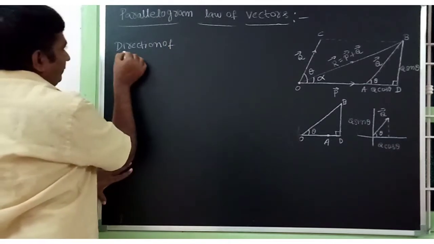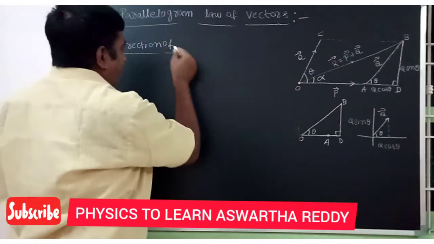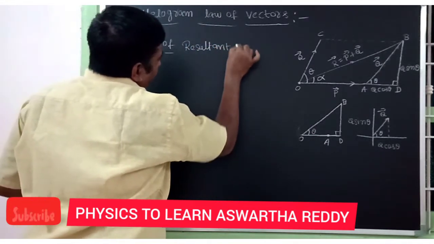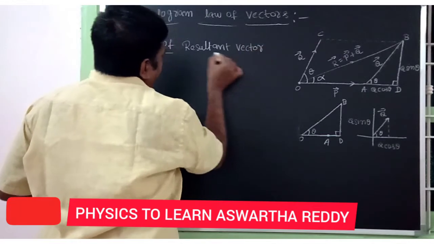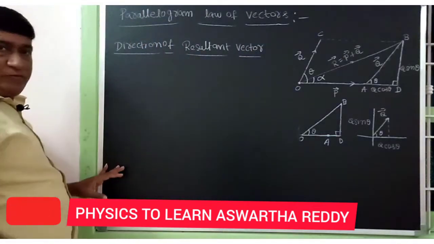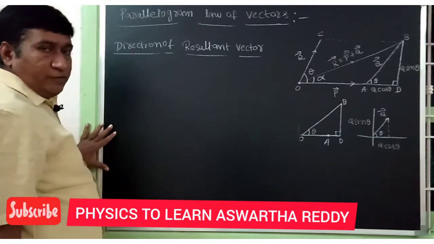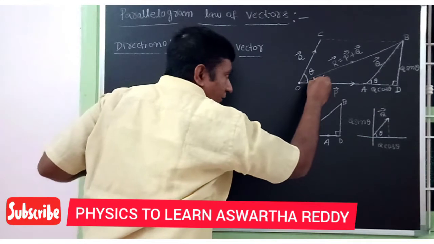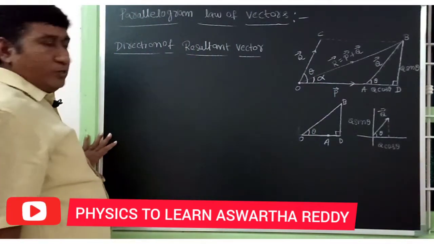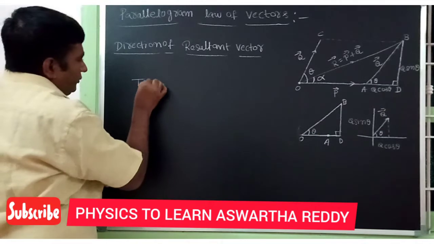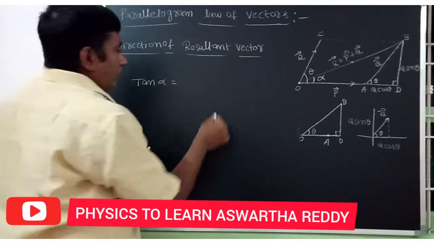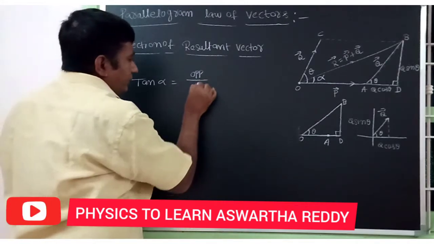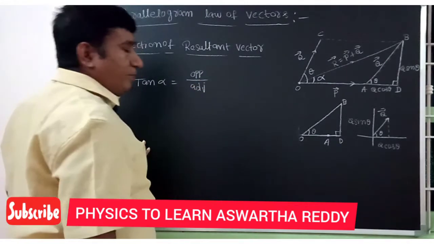Direction of the resultant vector. Previously you proved the magnitude; in the same way we are going to prove the direction. Here I am assuming this angle is alpha. With the help of this, tan alpha equals opposite side by adjacent side.